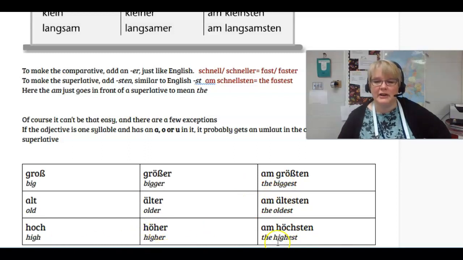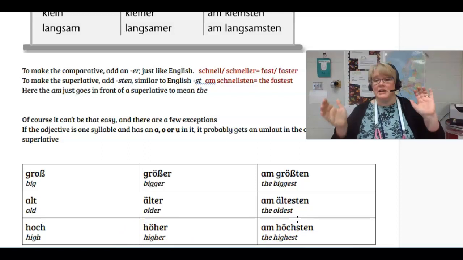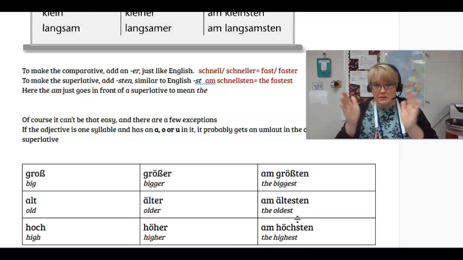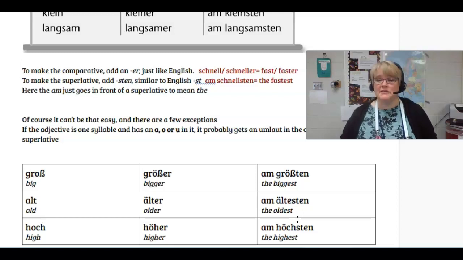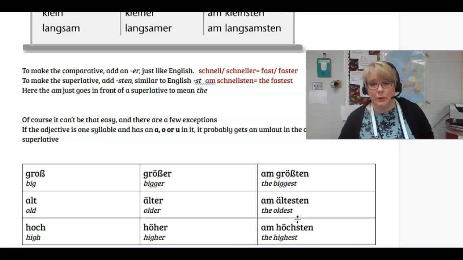Hoch, höher, am höchsten. So one-syllable adjectives, also hoch, alt, groß. One-syllable adjectives with an A, an O, or a U get an umlaut in the comparative and the superlative. Most of the time, but not always. Just know it happens.